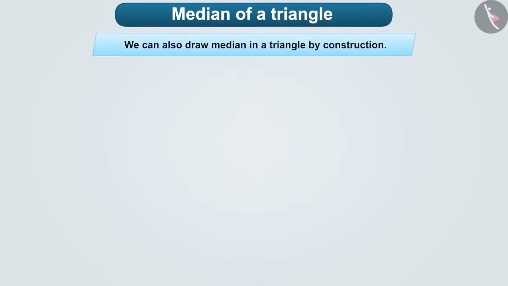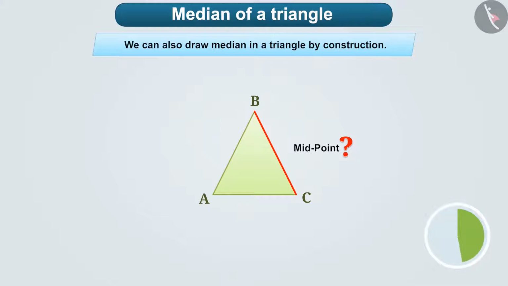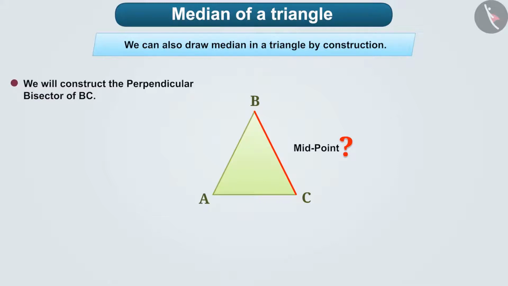We can also draw a median in a triangle by construction. First, we will draw a triangle and name it triangle ABC. Suppose here we need to find the midpoint of the side BC. Can you tell how the midpoint of the side BC can be found? Think about it. Let us tell you. For this, we will construct the perpendicular bisector of BC. We will do this in the following way.